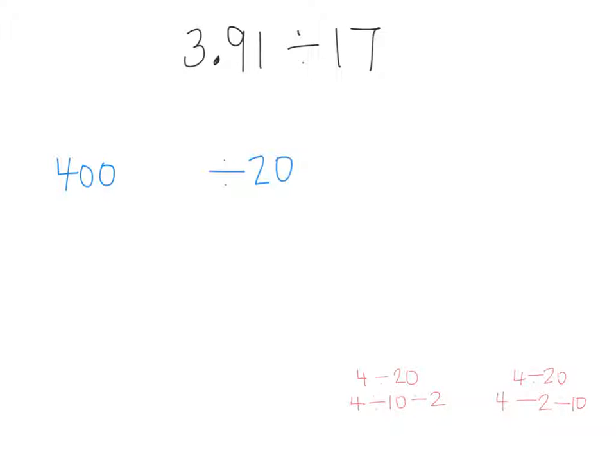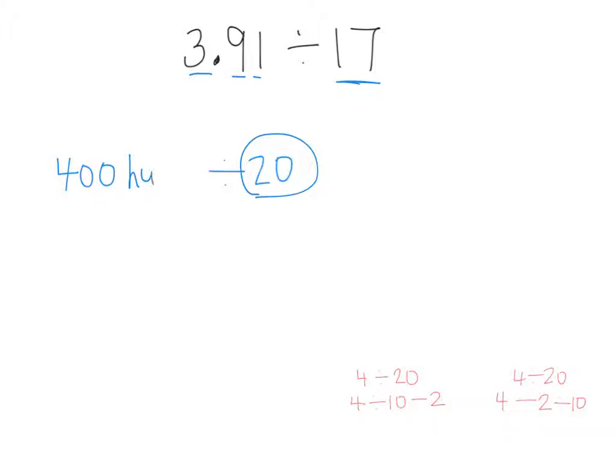Okay, so I've gone ahead and I think that 20 is an easier divisor to work with than 17, and it's pretty close. So I went ahead and made my divisor 20. Now looking at these numbers, 3, 9, 1, it's pretty close to the number 400, which is compatible with 20. So can I just do 400 divided by 20? I could, but I need to write the units. Is it 400 ones or 400 tenths or 400 hundredths? What would it be? Arun?